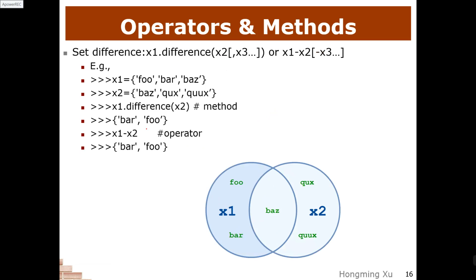The third is the difference operation. This operation is kind of the minus operation in mathematics. For example, we also have these two sets. Now we want to use the difference method to find elements that are inside x1 but not in x2. So x1 difference x2 means we want to get the elements that only belong to x1. So here are these two elements, bar and foo. Also, we can use the minus operator, x1 minus x2. The output is the difference.